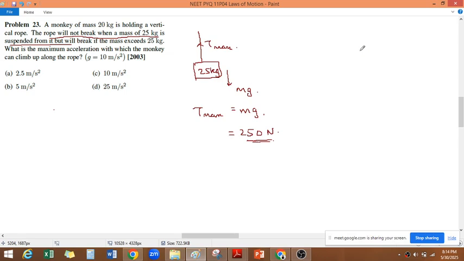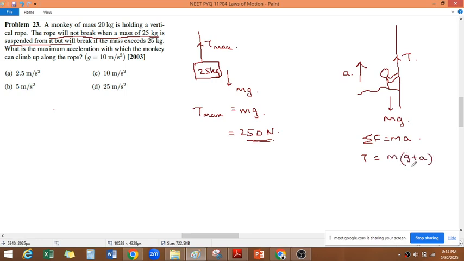What is the maximum acceleration with which the monkey can climb up along the rope? That's the monkey. Tension in the rope is T. mg is acting downwards. It is accelerating upwards. That means sigma F is equal to ma. In the exam, you don't have to do this. You can directly do T is equal to m(g plus a). If you remember the basic concepts, you can directly do it. Every time you don't have to write all the steps.